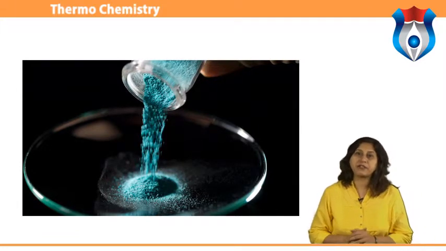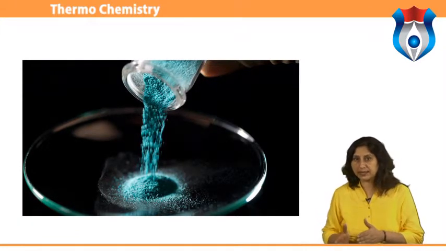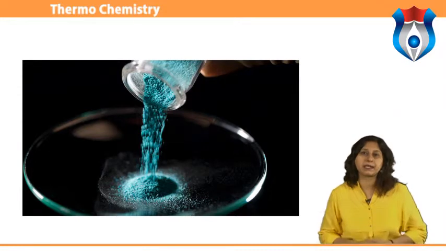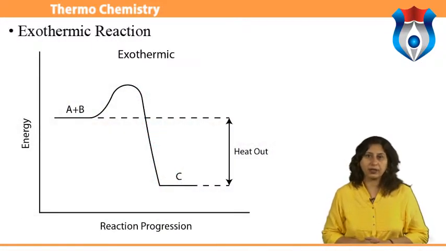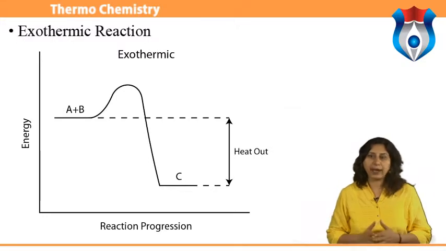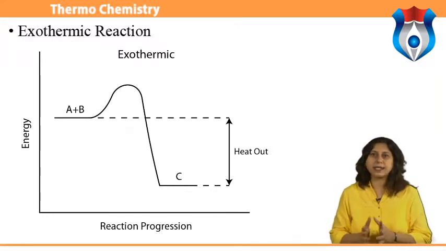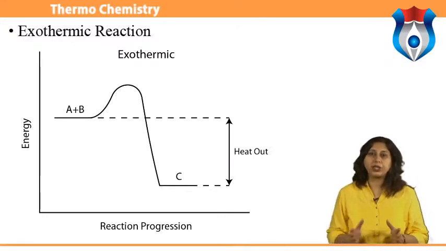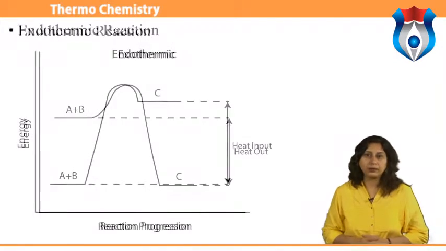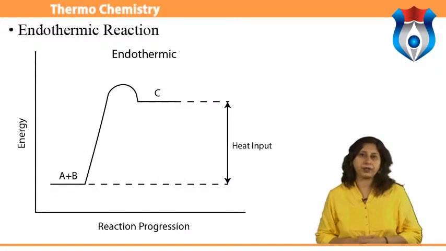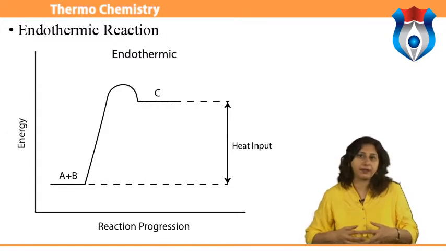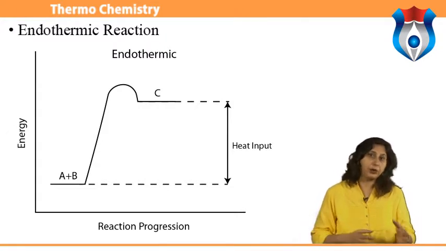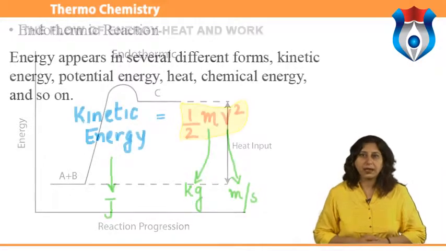In chemistry, we define the reactants and products as a thermodynamic system. Exothermic reaction. A reaction that gives off energy as heat to its surroundings, that is, Q is less than 0. Endothermic reaction. A reaction that absorbs energy as heat from its surroundings, that is, Q is greater than 0.